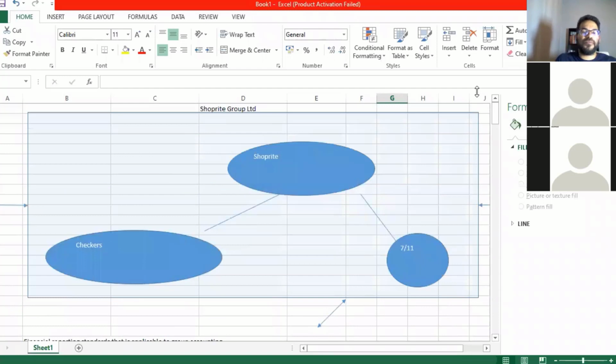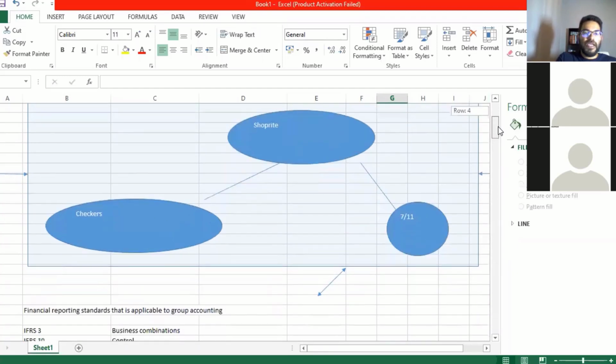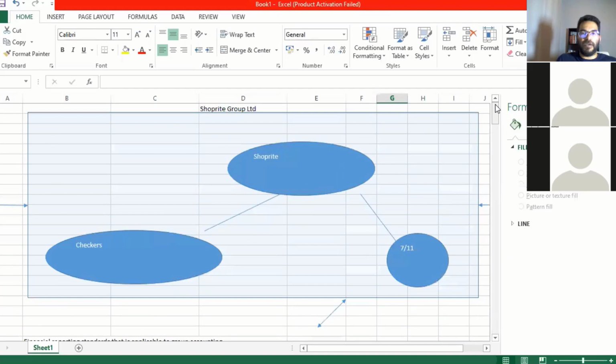So from the top, before we covered this, this just became a bit messy now because I shifted the cells. But from the top, we covered what is the purpose of group accounting, and we linked that to the conceptual framework. Okay. Then we covered this diagram over here to just give you an understanding of what is a group.